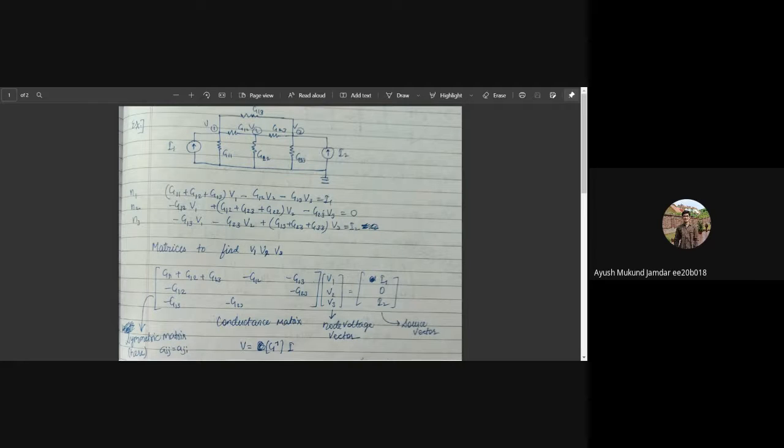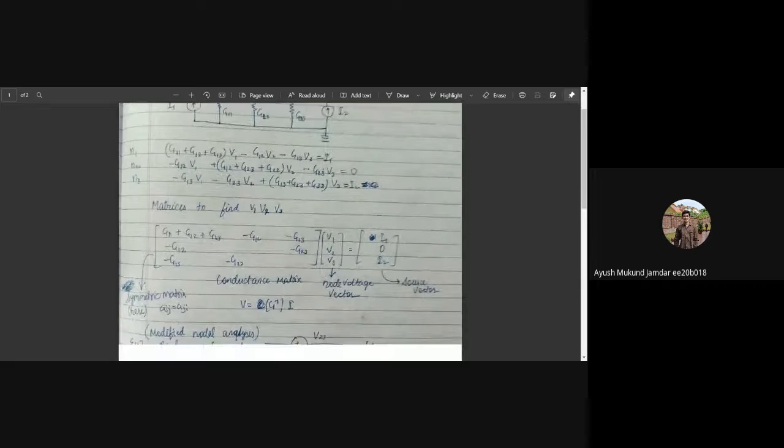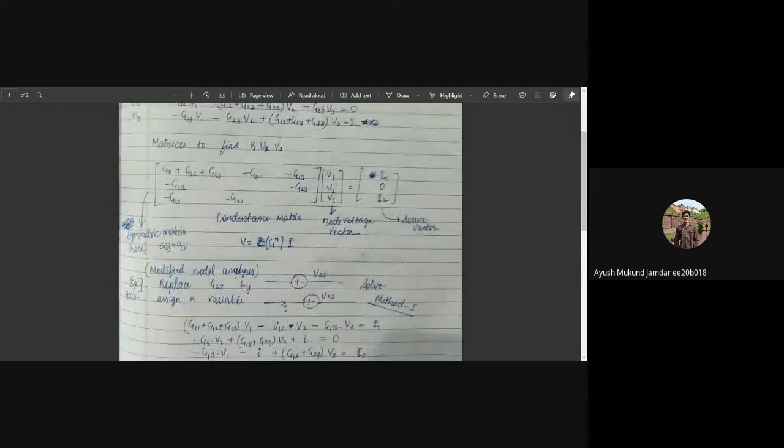Now we'll see that these three equations can be realized as a matrix product where the conductance matrix, as shown over here, is multiplied by the node voltage vector, which gives the source vector, the current sources, and multiplying the inverse of G to the current source vector will give us the node voltage vector directly.